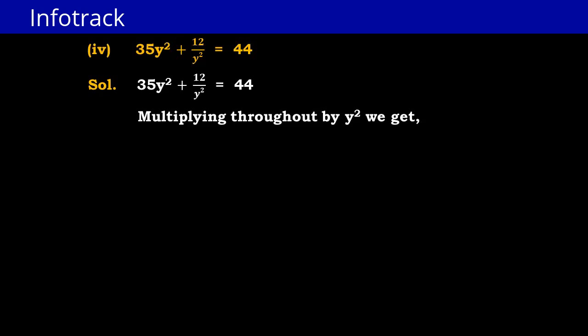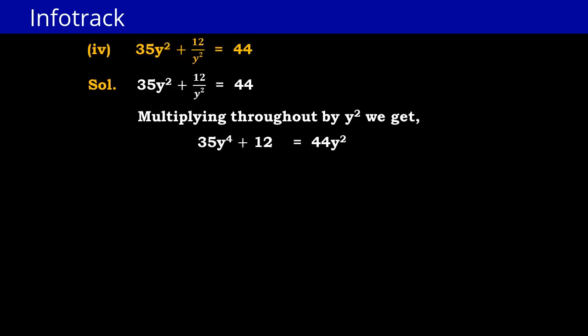35y² + 12/y² = 44. Now see, first you have to convert this equation into standard form. So multiplying throughout by y², we get 35y⁴ + 12 = 44y². By multiplying by y², the denominator will get cancelled.